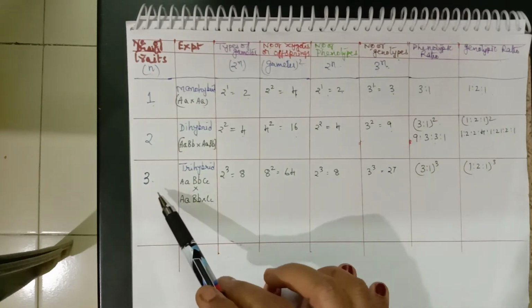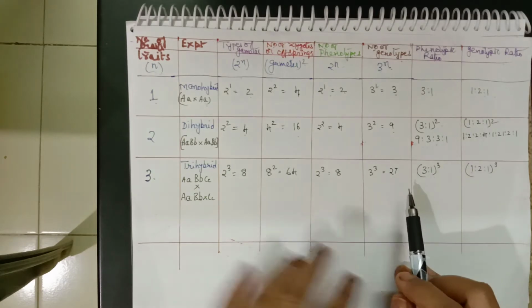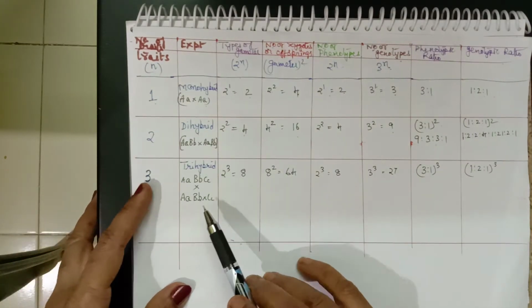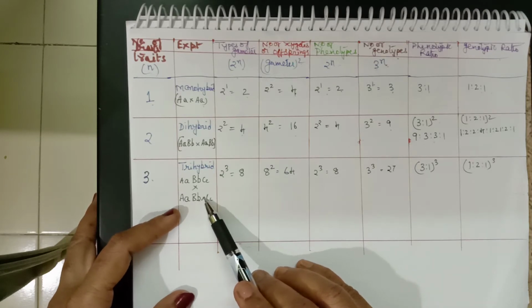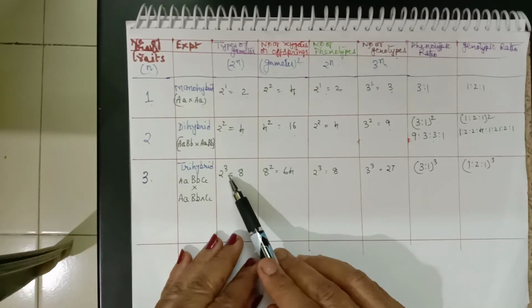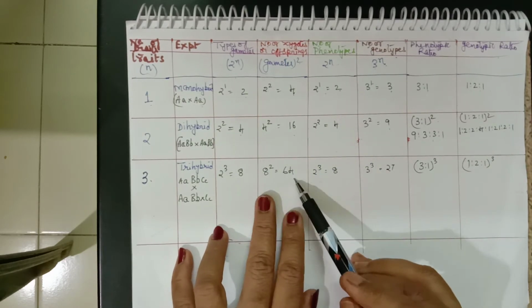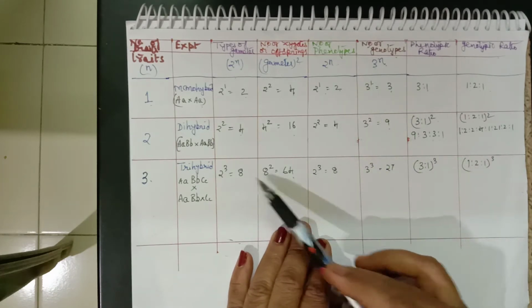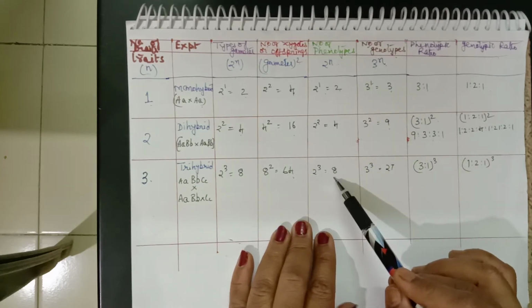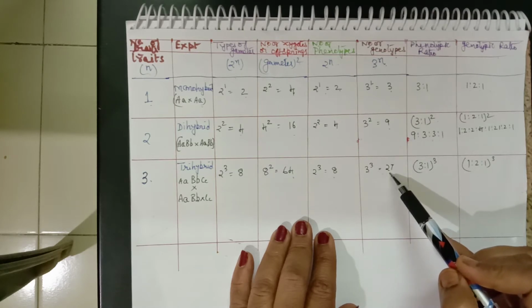Now, the third one, trihybrid. If we take a trihybrid cross, this is how we can represent it. So 2 to the power of 3, n is 3 here, so 8 gametes. Gamete square, 8 squared, so we get 64 here. And the number of phenotypes is 2 to the power of n, same as the gametes, so we get 8 here. 3 to the power of 3, 3 cubed, so we get 27 genotypes.